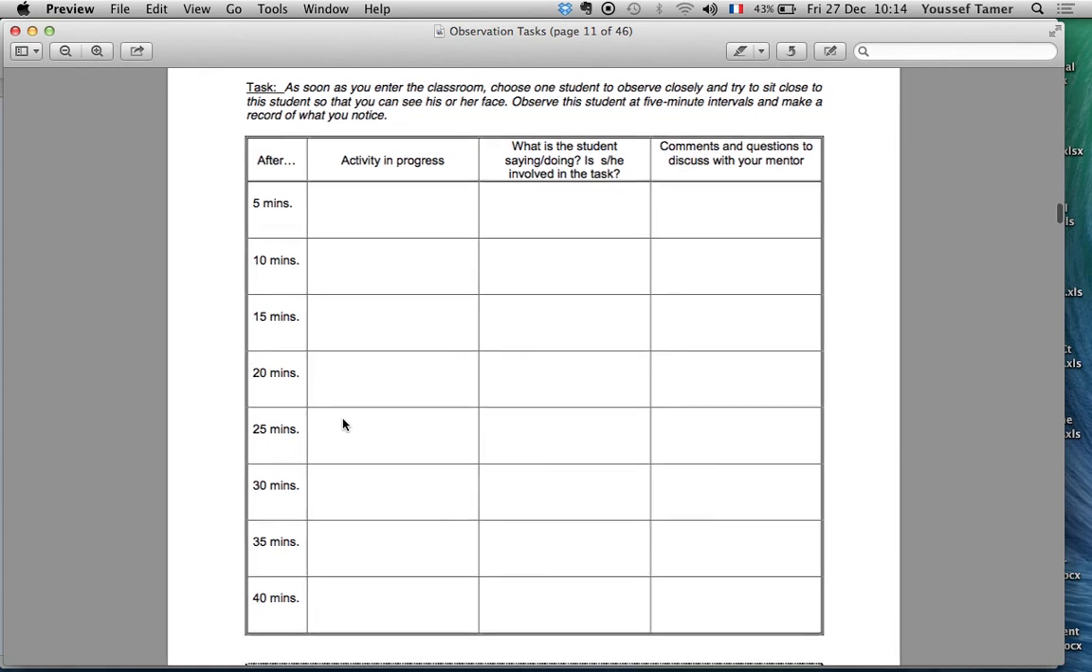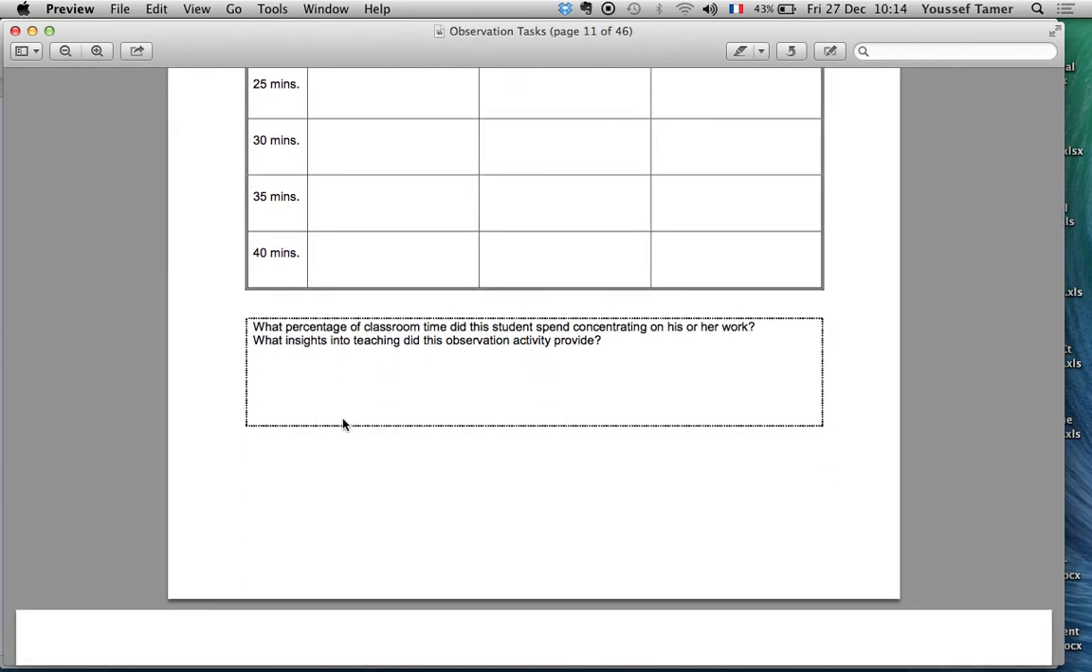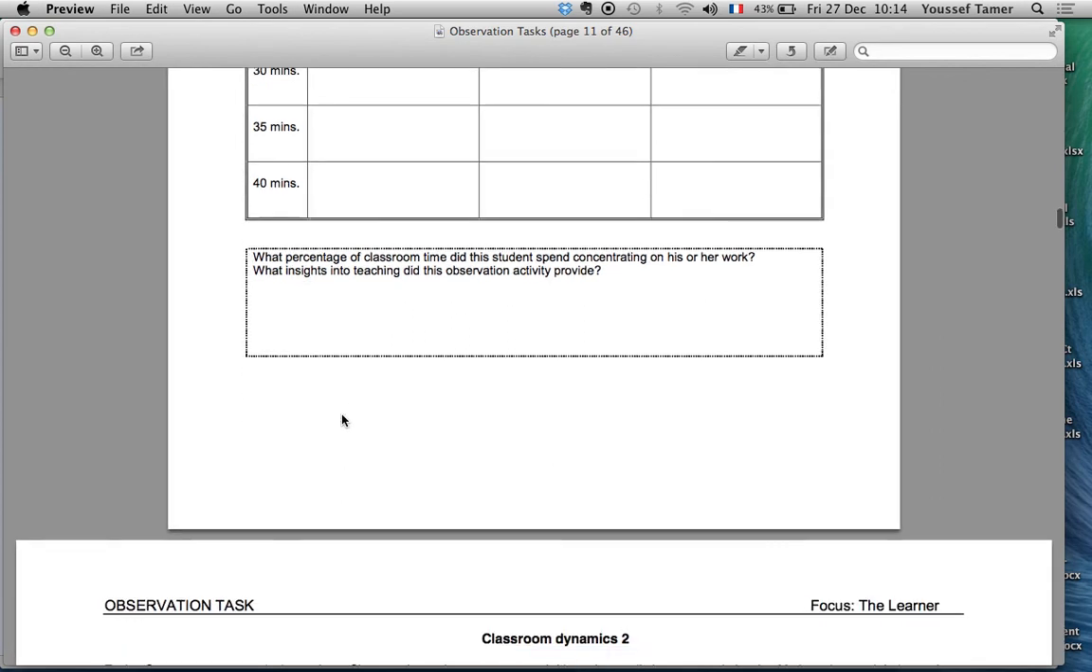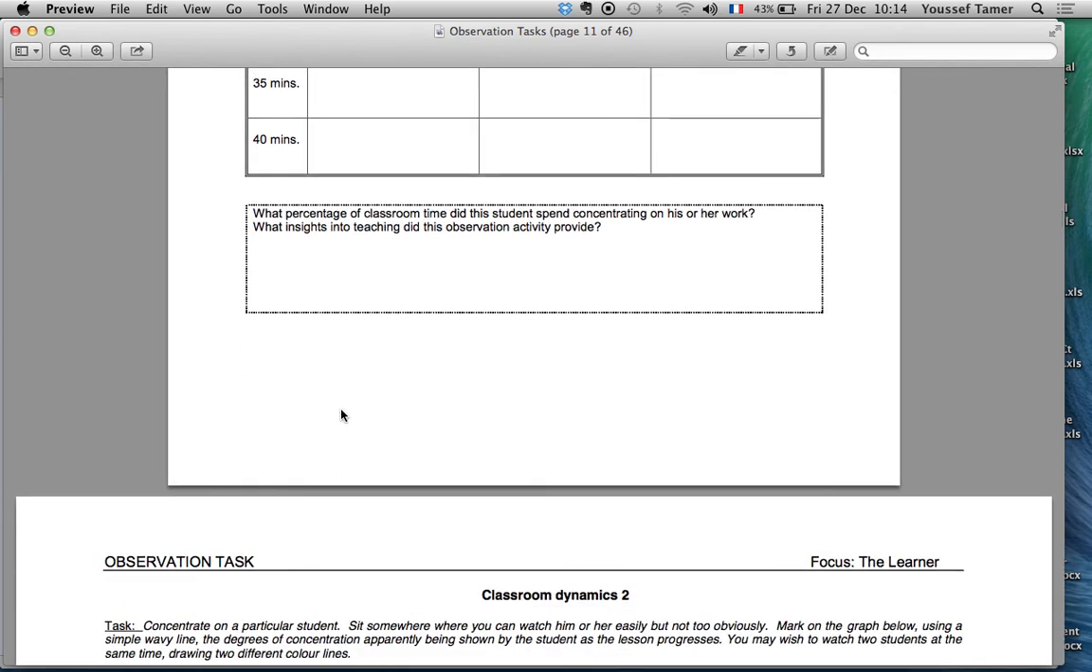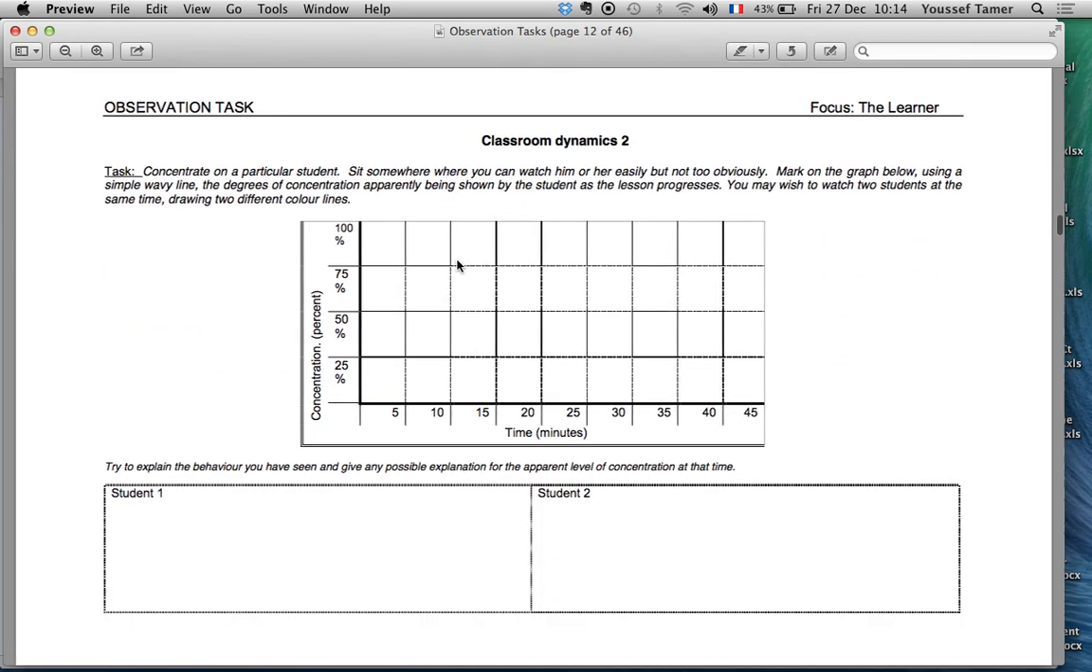And then, of course, after this, with the help of your mentor, you can have a few minutes of discussion. Okay, so what percentage of classroom time did this student spend concentrating on his or her work, etc. Now, this is another way of doing classroom dynamics. You can refer to it later on, okay? Because we have spoken about classroom dynamics, but you can have different ways of observing this. I gave you an example, but when I give you this booklet, you can have a look at it on your own.